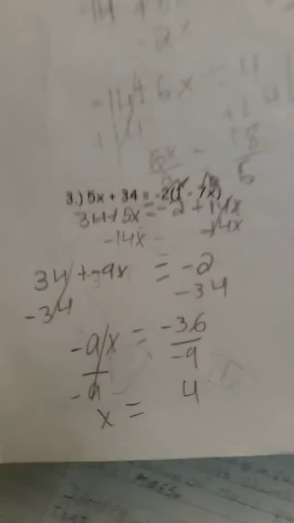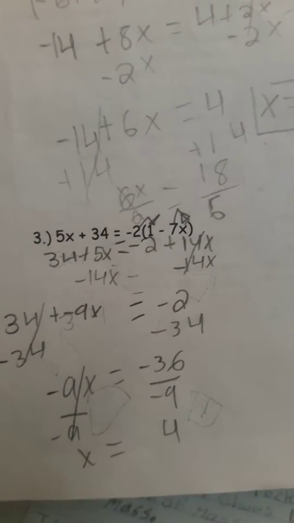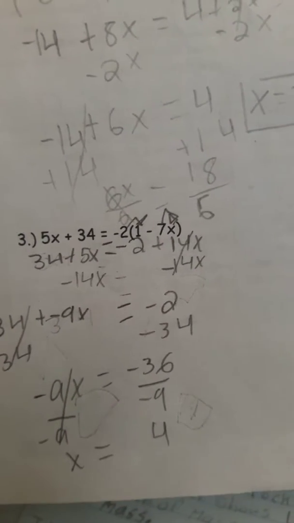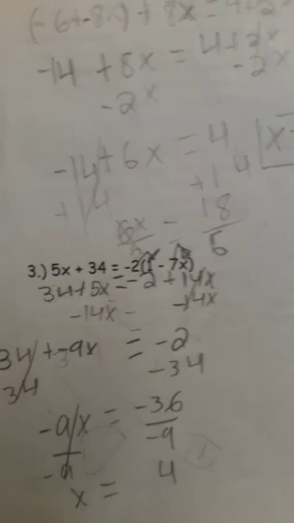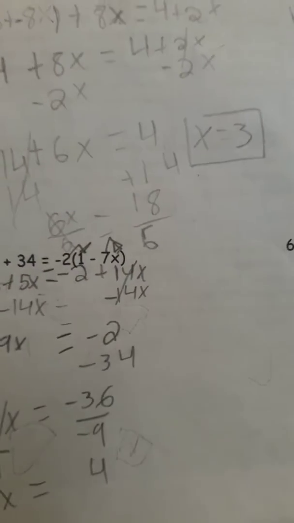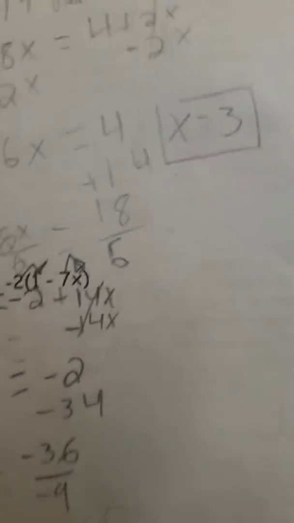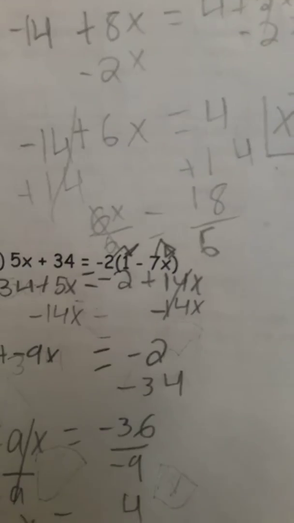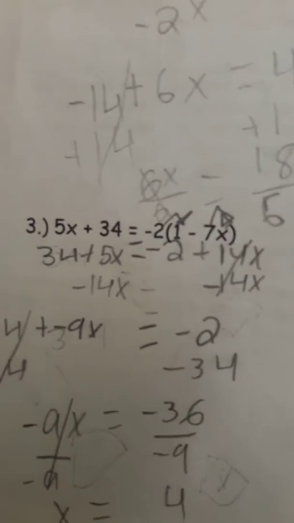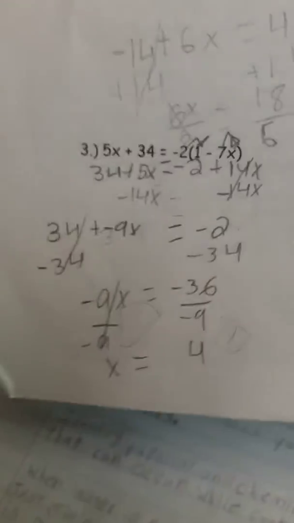My third problem. 5x plus 34 equals negative 2 (1 minus 7x). Distributive property. First, I did distributive property. I got negative 2 times 1, negative 2, then negative 2 times negative 7x equals positive 14x. Then we change that minus sign into a plus sign. Then bring these two down the same.